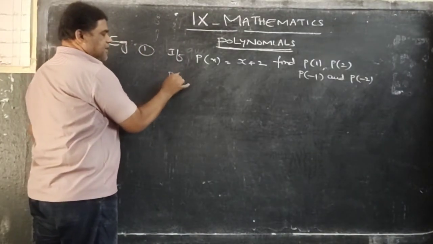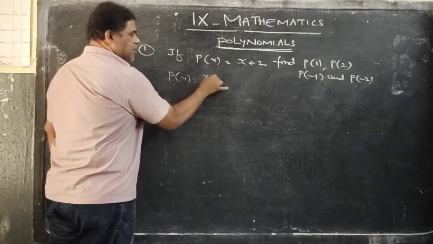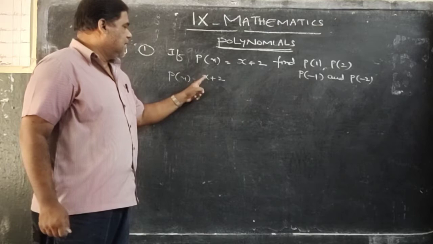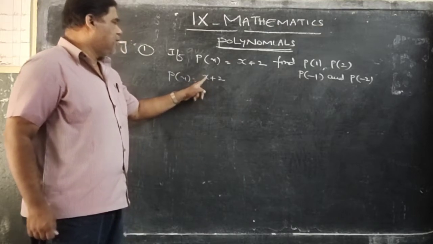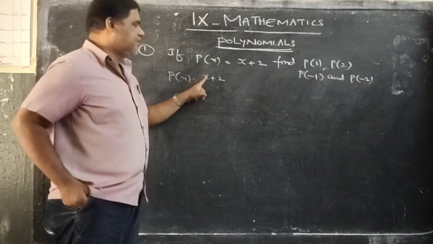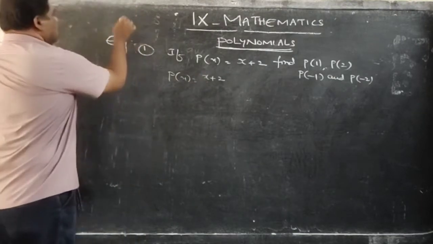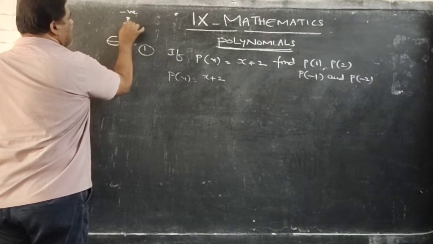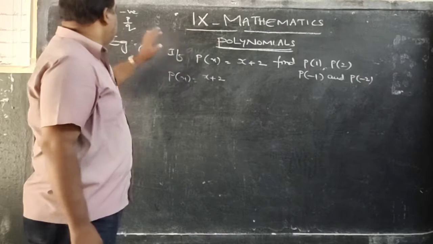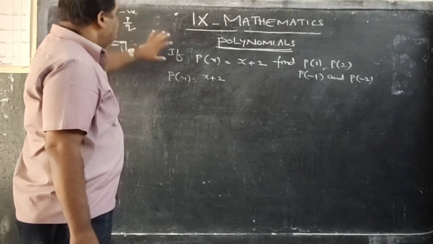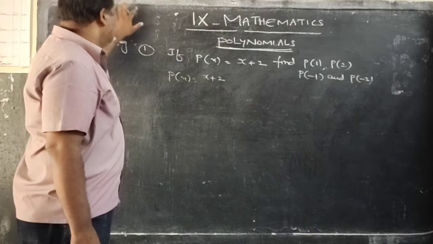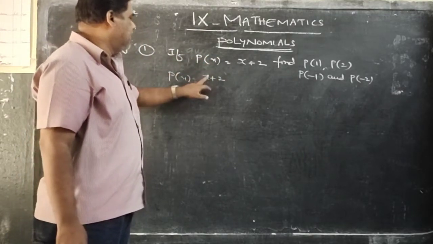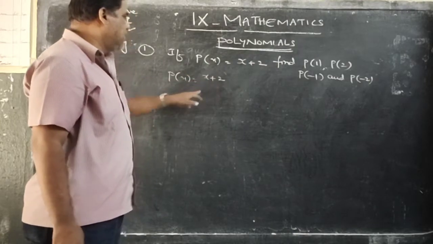So here, given that the polynomial is p of x is equal to x plus 2. Here, in a polynomial, x is called the variable, the unknown. We don't know the value of x. The variable power should not be a negative number and should not be a fraction. If the variable power is not a negative number and not a fraction, then that expression is known as a polynomial. Here the variable power is 1, so it is a polynomial.